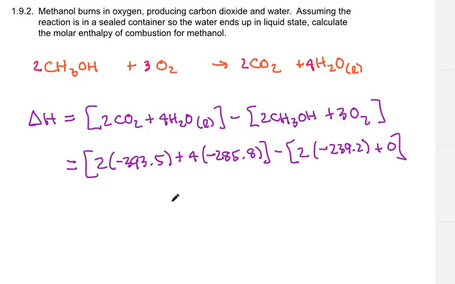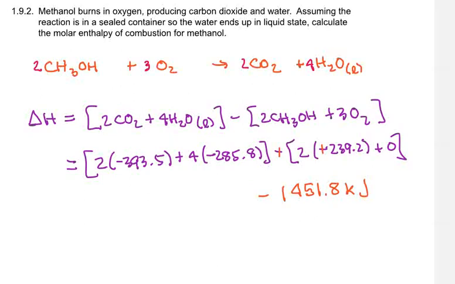And now we calculate. 2 times minus 393.5 plus 4 times minus 285.8. You can put this in as is, or if you're comfortable with it, you can cancel those two signs and just say plus 2 times 239.2. And I get minus 1,451.8 kilojoules. We're not done. We're not done because they asked for the molar enthalpy of combustion for methanol, and that means this number should be kilojoules per mole.